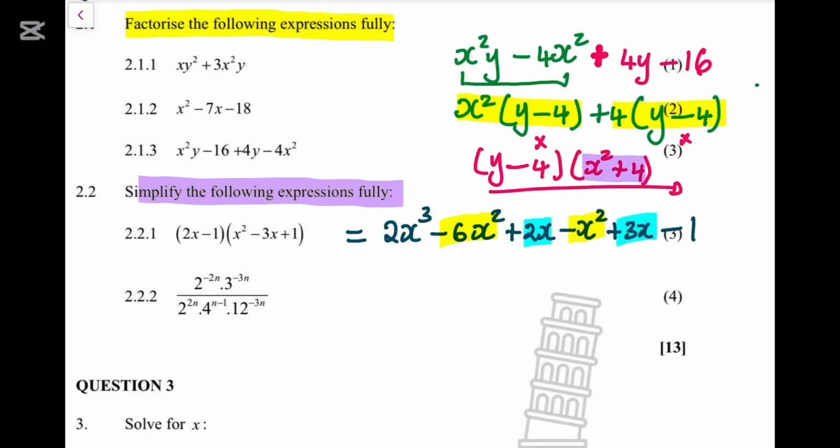Now we are going to have our final answer as 2x cubed, and then negative 6x squared minus x squared. It is negative 7x squared. And then 2x plus 3x, it will be 5x, and then minus 1. So this is our final answer. We have simplified the expression fully. Okay, let me move to the next one.